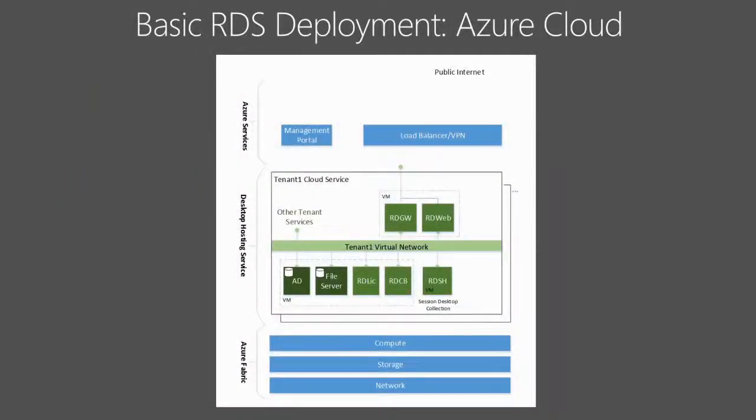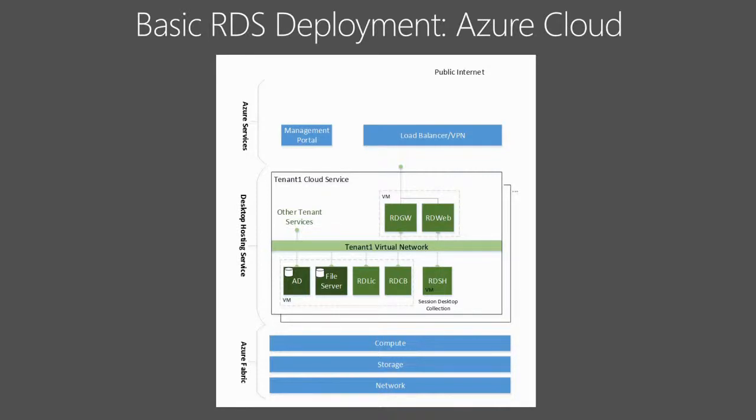All right, so this is a basic block diagram of what a basic deployment would look like in Azure. The components that are in blue are what come with Azure. At the bottom you'll see they've built compute, storage, and networking infrastructure for us to use. And at the top, they've got their management portal, and what I call perimeter services, things like a load balancer, VPN connectivity, and so forth.